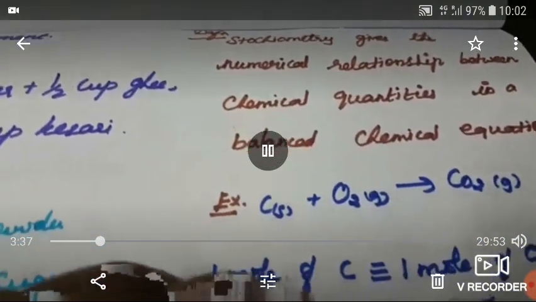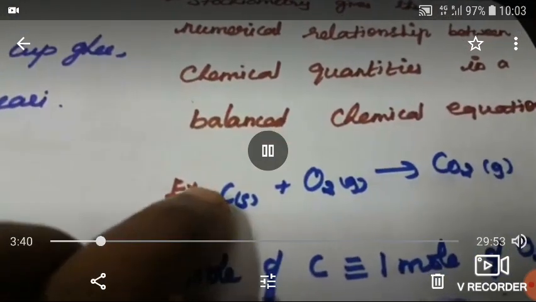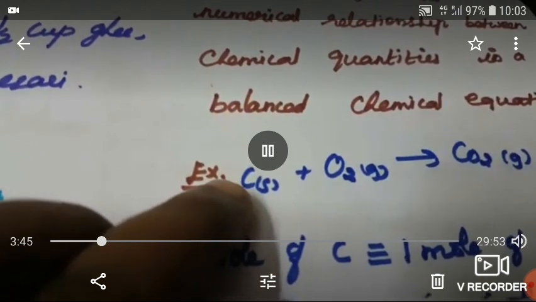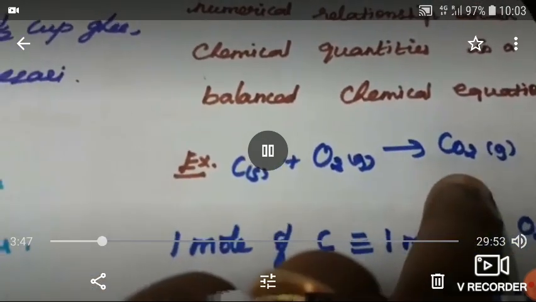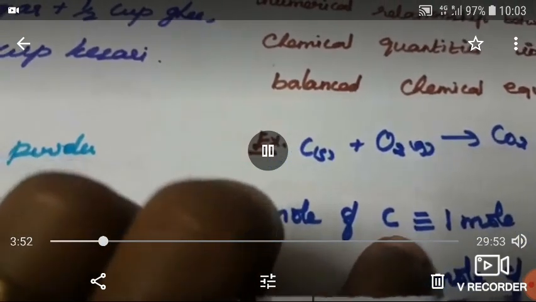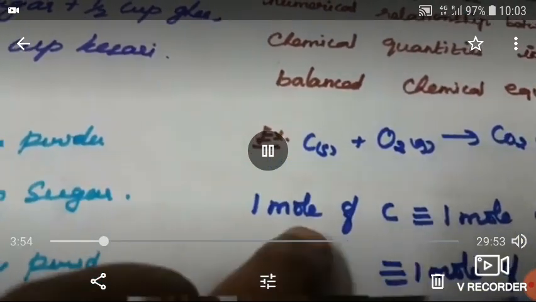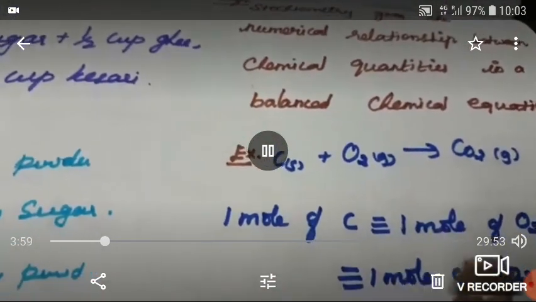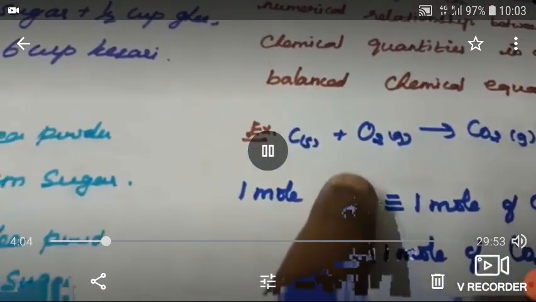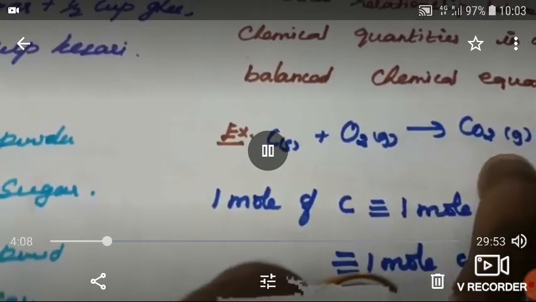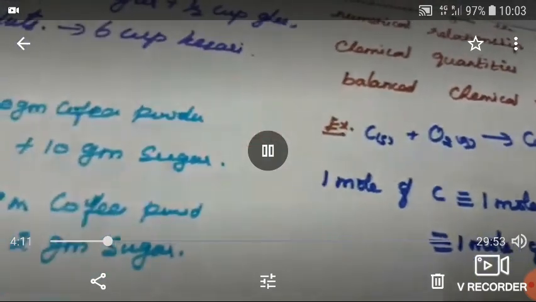So here is one example: carbon, which is solid, plus oxygen gives carbon dioxide. So 1 mole of carbon and 1 mole of oxygen give 1 mole of carbon dioxide. So 1 mole of carbon is equal to 1 mole of oxygen, and the triple line indicates a similar equation. So the stoichiometric equation is equal: 1 mole of carbon, 1 mole of oxygen and 1 mole of carbon dioxide. So that is the equality.